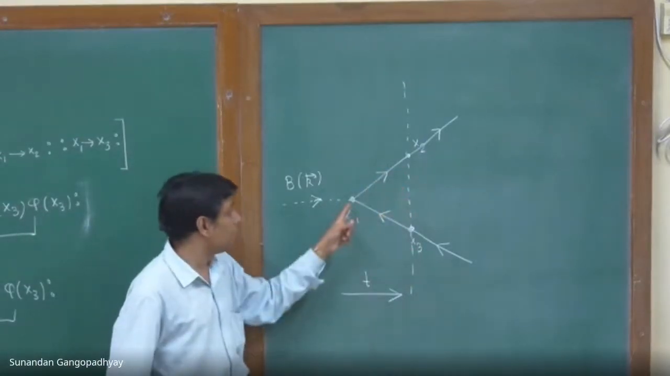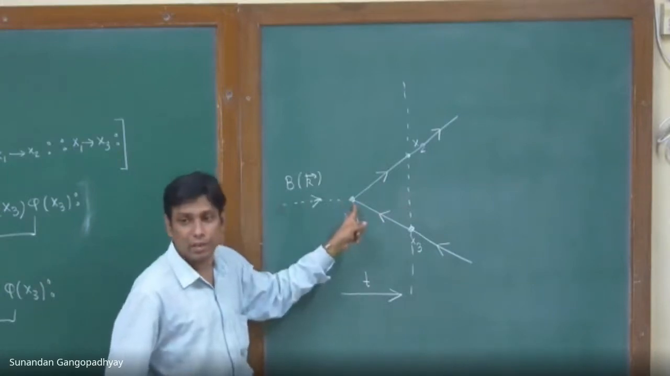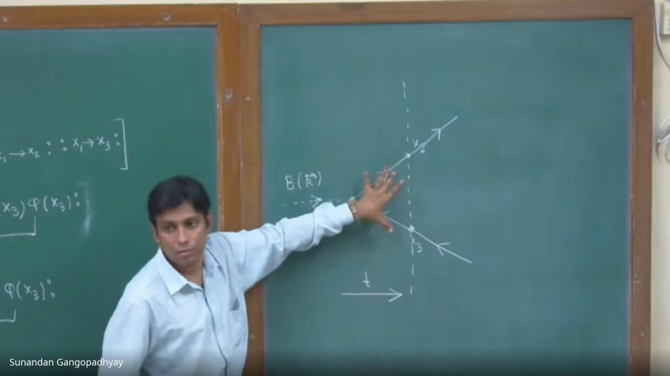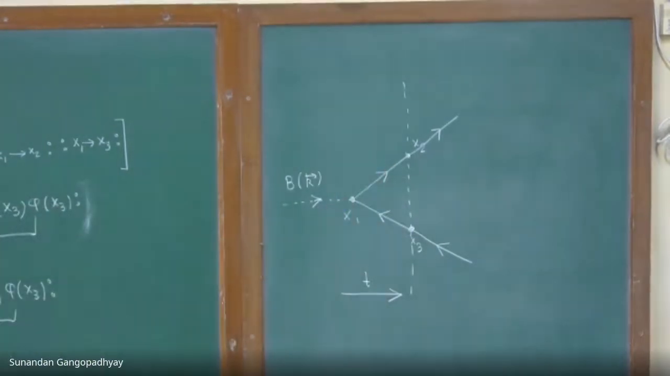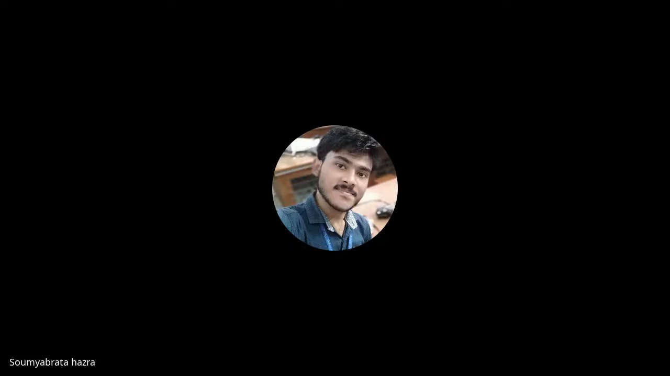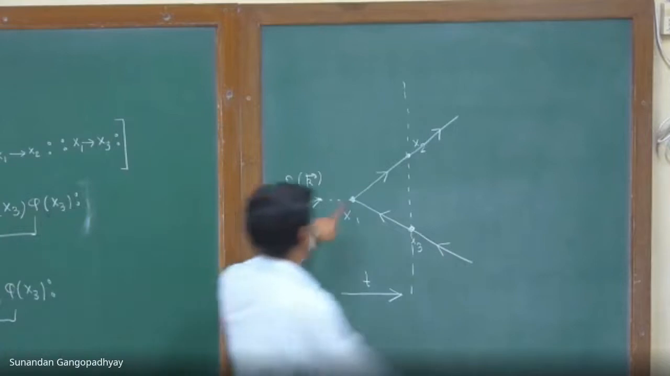What is happening? See carefully. A particle is coming here and decays. So there must be arrows. An electron-positron pair is getting created. Just a minute. Let me just figure this out. Psi bar x1 contracts with psi x2. Okay, so now look at this one.